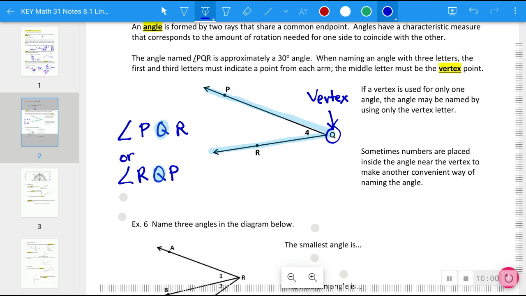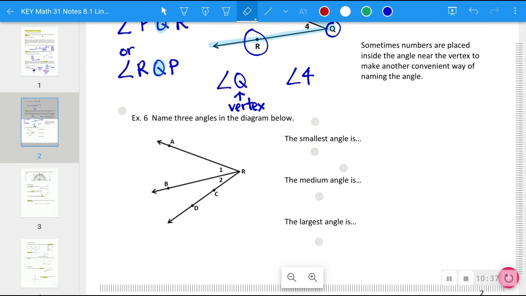And if you're using 3 letters, then you're going to use one from one arm, one from another arm, and the middle letter has to be that vertex letter. And you put the little angle symbol in front. Okay. Another way is just to label the vertex if it's not confusing. There's only one angle here, so I called it angle Q, and it's obvious which angle Q is. If they provide a number down in the corner, you're going to say angle 4 or whatever number they give you. So those are the ways you name an angle, using an angle symbol in front, by the way, each time.